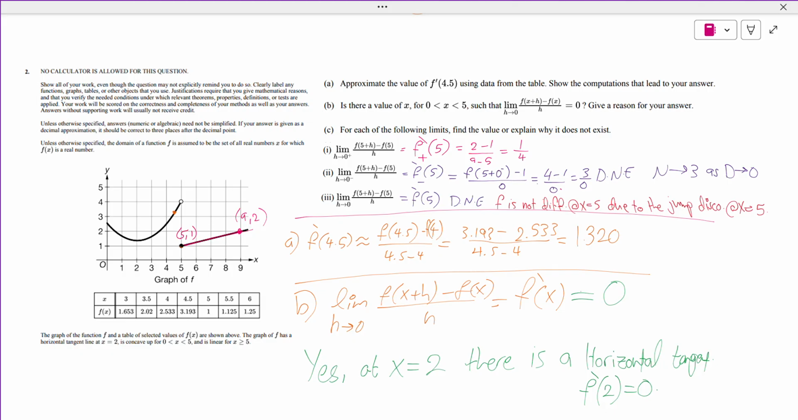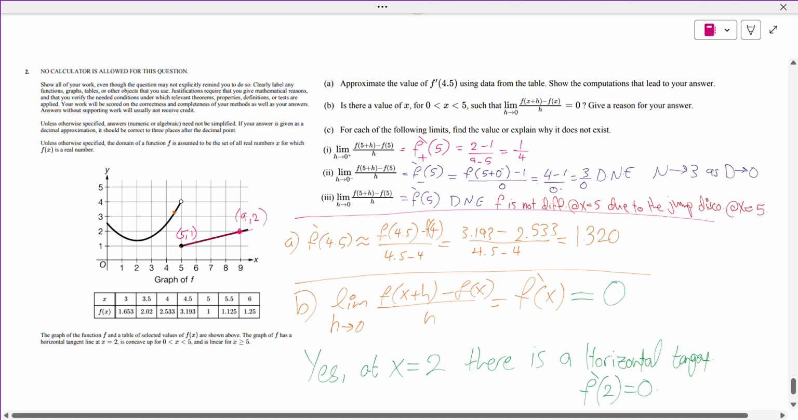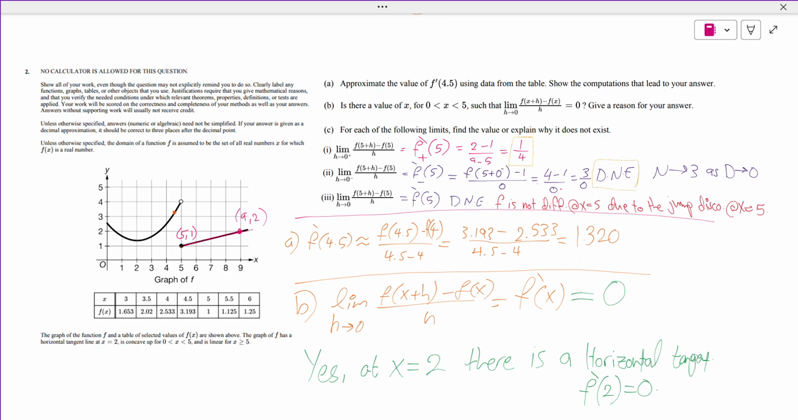So for this question, we've got 1 over 4, we've got doesn't exist, and we also have here doesn't exist. These are the three answers, but please, for this part, explain why it doesn't exist, as we did in the second and third one.